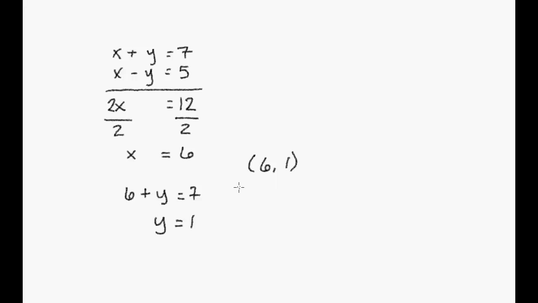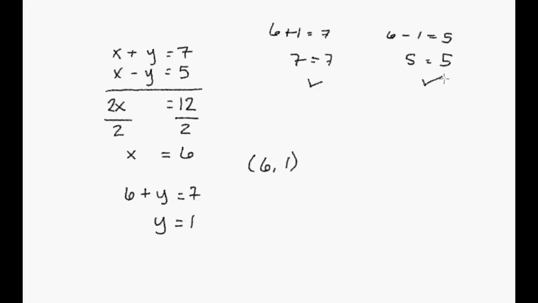All right, so let's check the solution in both equations of the original system. We'll do that up here. So 6 plus 1 is 7. 7 equals 7. Yep, so that's true. Okay, so let's do the second equation. 6 minus 1 is 5. 5 equals 5. Perfect. So the solution checks out.